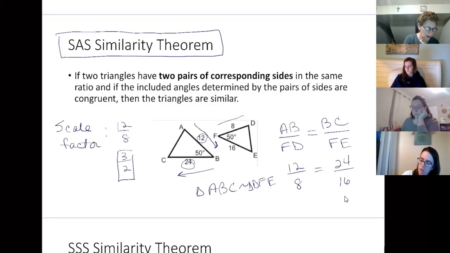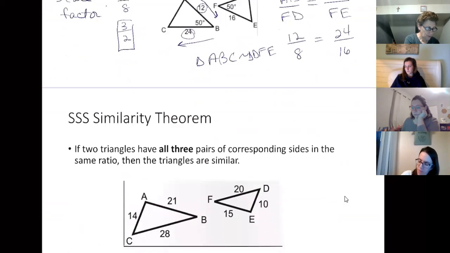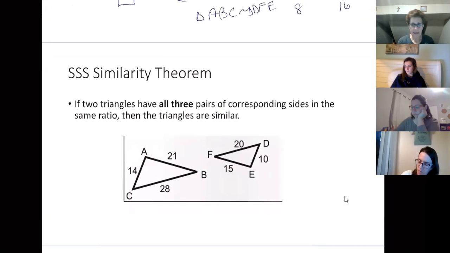Okay, and then the last way to prove it is if you have side, side, side similarity. Again, side, side, side similarity is not the same as side, side, side congruence. So what you're going to do here is make ratios of the small to small, medium to medium, and big to big. It's like the Three Little Bears. That's how you're going to set things up and see if they're all the same. And if they are, then you know you have side, side, side similarity.